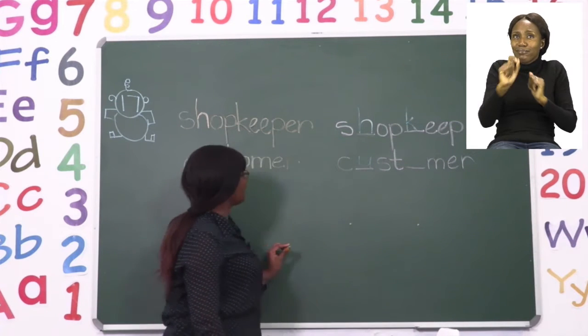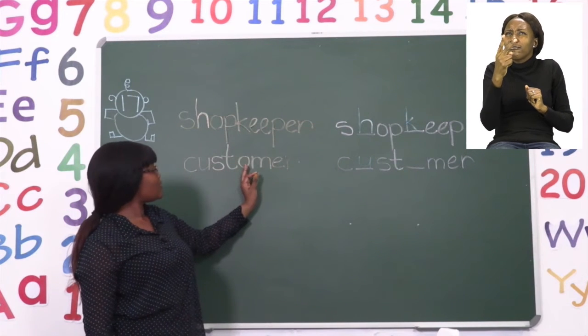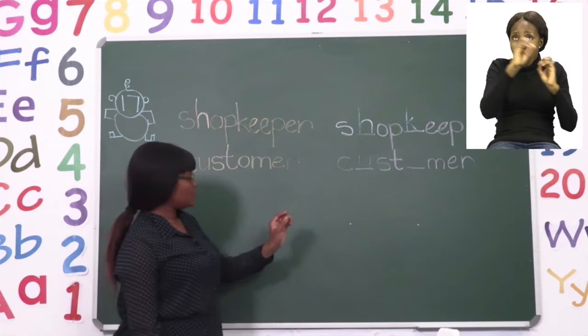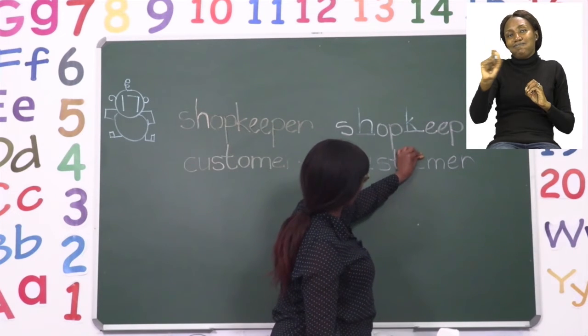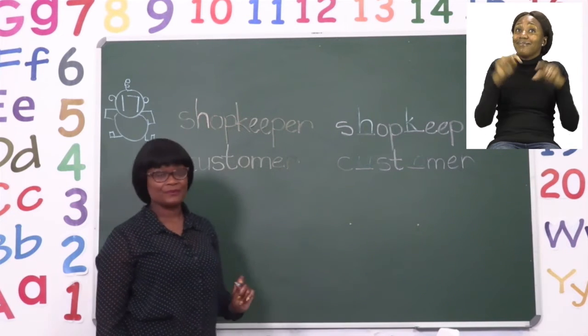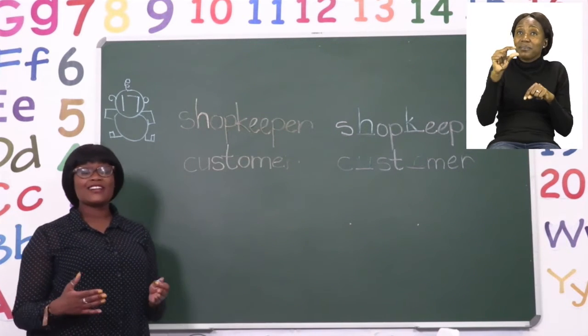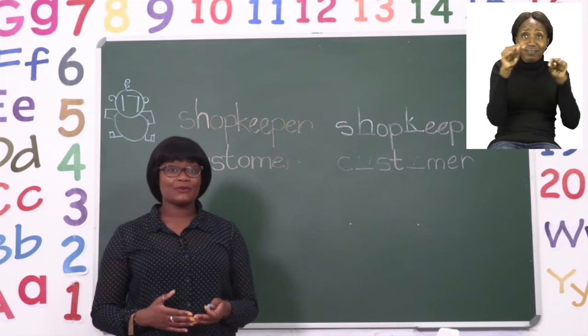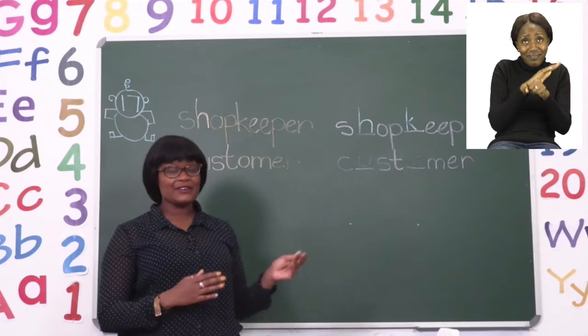And then after that, we know that there is a O missing. So we need to put the O. Now we have the word customer. So make sure that you take a good look at the vocabulary word and fill in correctly.